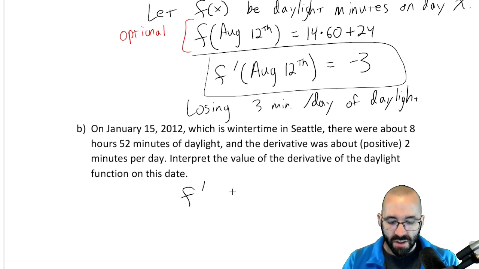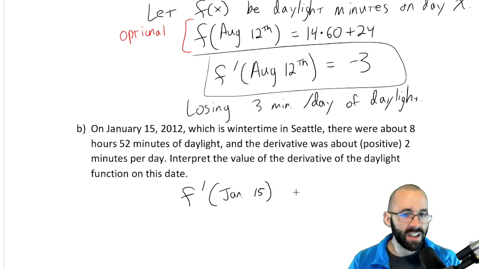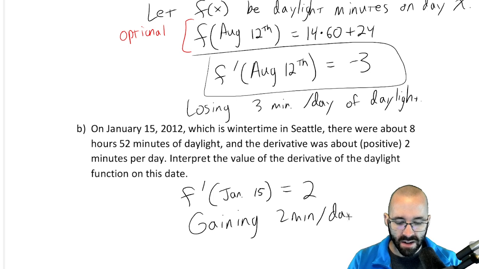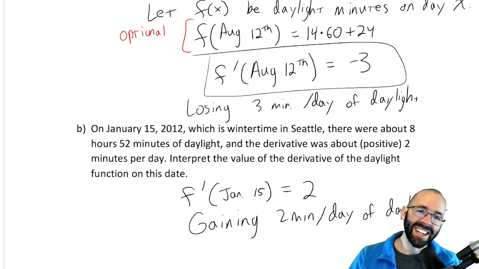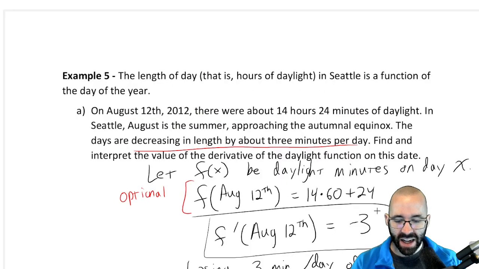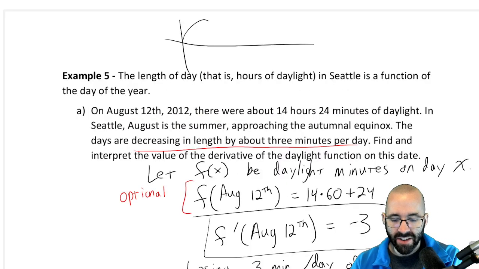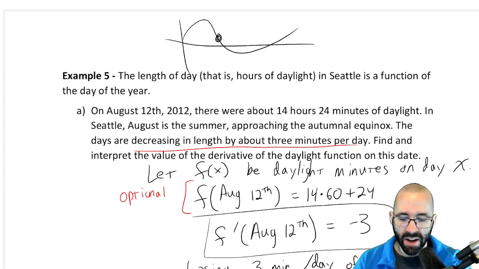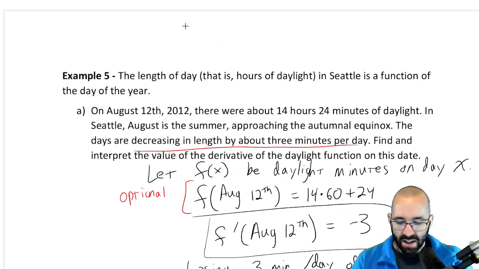So similarly, the derivative on January 15th of daylight, how the daylight was changing, is +2. Again, we're gaining 2 minutes per day of daylight, which really doesn't seem like very much. You get an extra minute in the morning, an extra minute at night, but it adds up. And if you actually look at the daylight function, you have that sinusoidal thing. So it doesn't change that much near the solstice, but it is changing the most around the equinox. All right. That's what we got here.